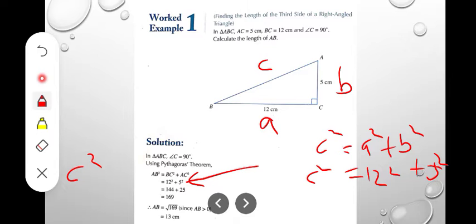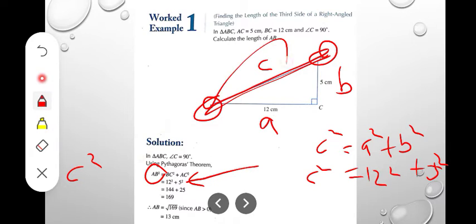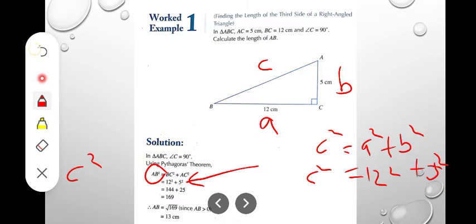So this AB here is C, right? Look at here, this side AB is actually the C. So you can either write the name AB or you can write the name C. Up to you. So it'll be 144 plus 25, 169. And lastly, because it's still C, so C squared is 169.